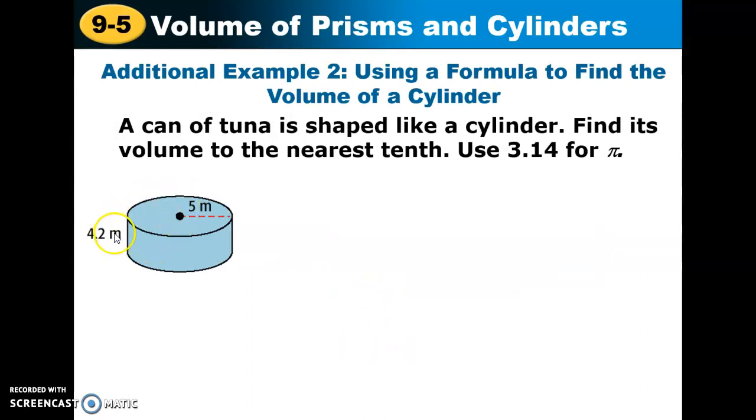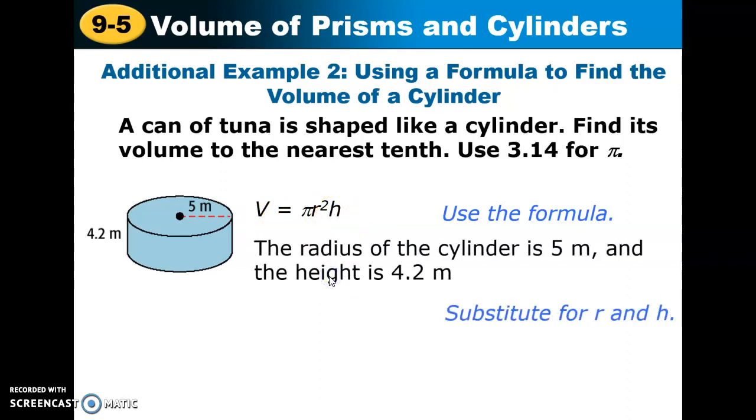All right, so we have a can of tuna that's shaped like a cylinder. We want to find its volume to the nearest tenth, and we're going to use 3.14 for pi. So always start off with the formula. Volume equals pi r squared times height. And we're just going to start plugging and chugging. This is my radius, 5. My height is 4.2, and I know that pi is simply a number, or 3.14. Okay? You're going to want to do order of operations. So you're going to want to do 5 squared first.